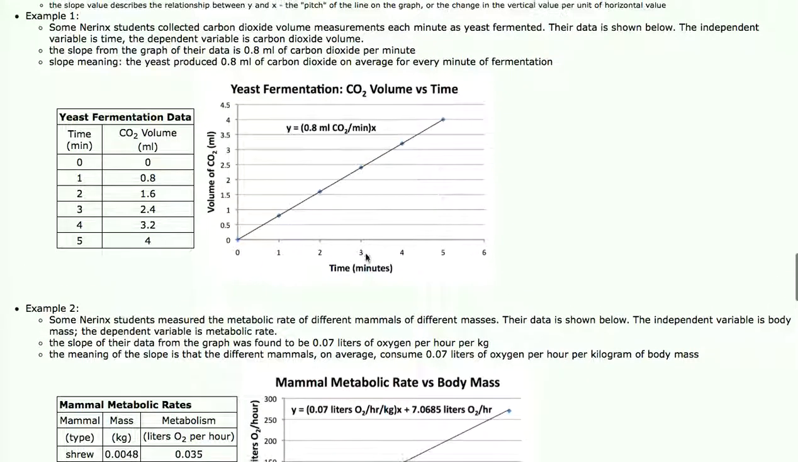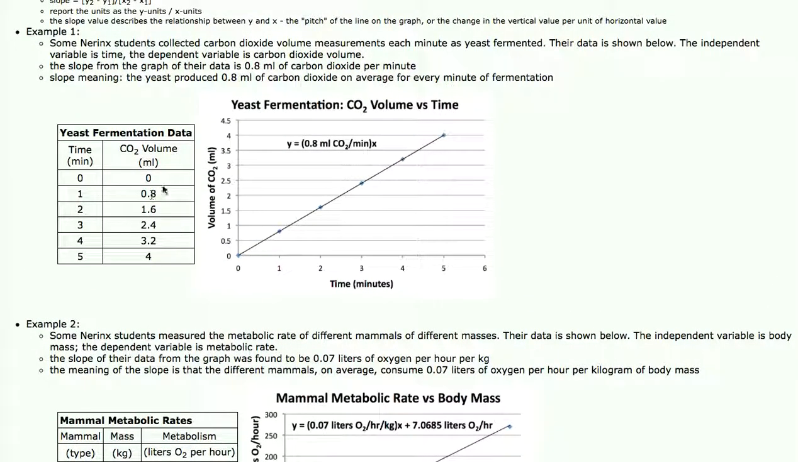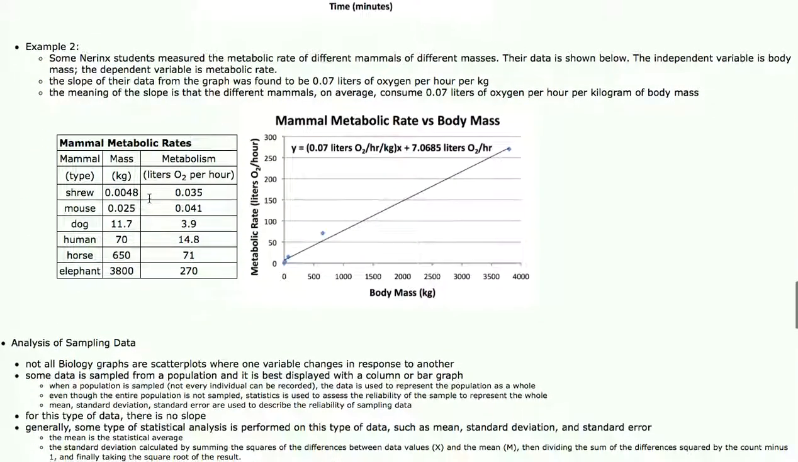To calculate slope, you'll have to take the difference of y values over the difference of x values. So the reason this is 0.8 is because 0.8 minus 0 is 0.8, and 1 minus 0 is 1, and 0.8 over 1 is 0.8. This is the slope of the line. So if you do that for any of these intervals, it comes out to 0.8 for the slope of the line.